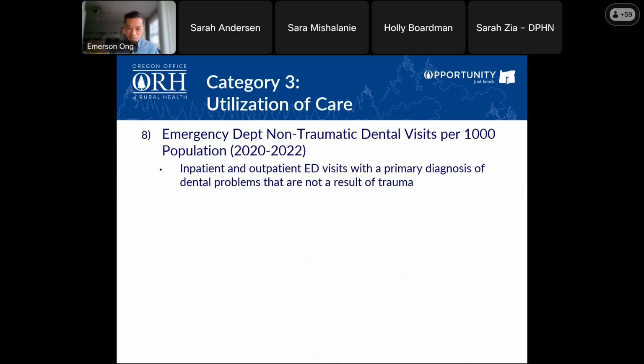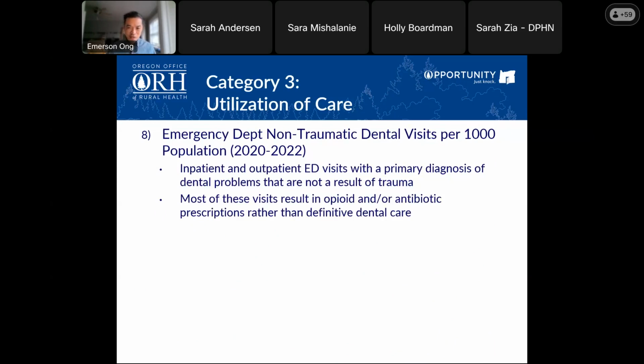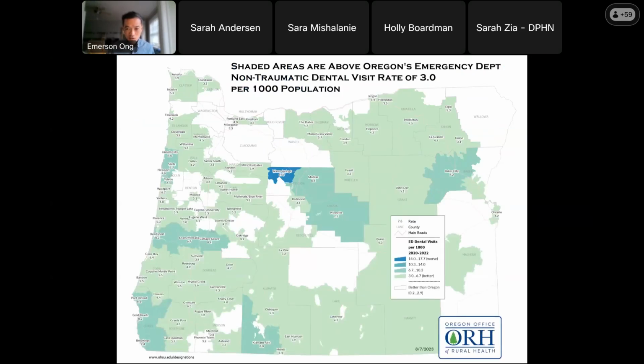Eighth variable is emergency department non-traumatic dental visits per 1,000 population. These are both inpatient and outpatient ED visits with a primary diagnosis of dental problems that are not a result of trauma. But because there are no dental facilities in EDs, pretty much most of these visits just result in opioid or antibiotic prescriptions, and they would have to get dental care at some point anyway. For the state as a whole, there are 3 non-traumatic dental visits to ED per 1,000, and Warm Springs has 17.7.